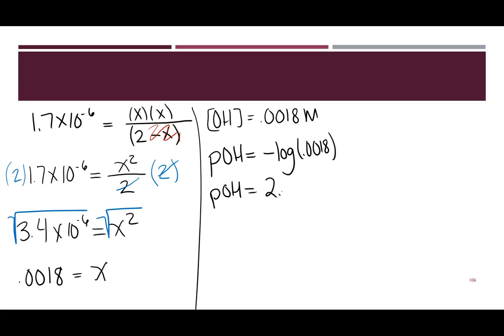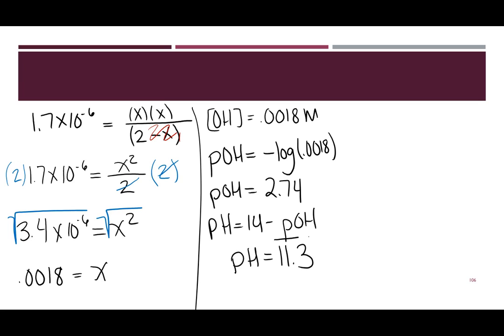pOH is 2.74. And then pH is just 14 minus pOH. So pH equals 11.3. Okay, and that's our answer.